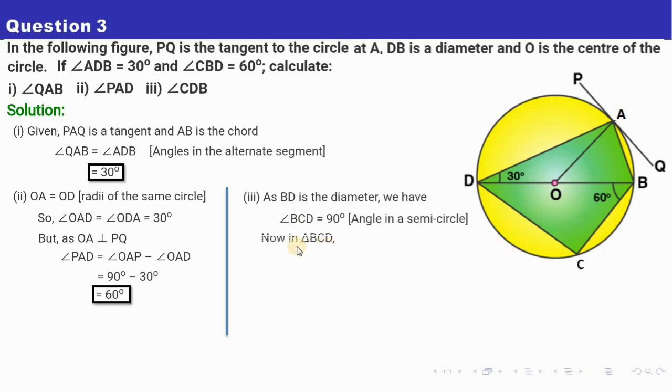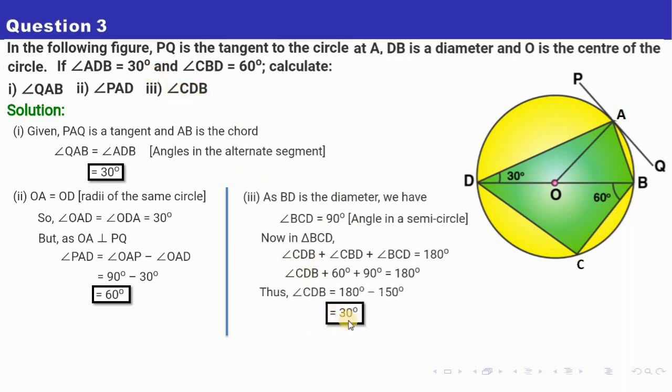In this triangle BCD, we know that the sum of the interior angles will be 180 degrees. So let us put in the values. CBD, this angle, is given to be 60 degrees, right? BCD, just now we saw, will be equal to 90 degrees, and we are asked to find CDB. So from here you calculate your CDB and this turns out to be 30 degrees. All right, so you may pause the video to note down.